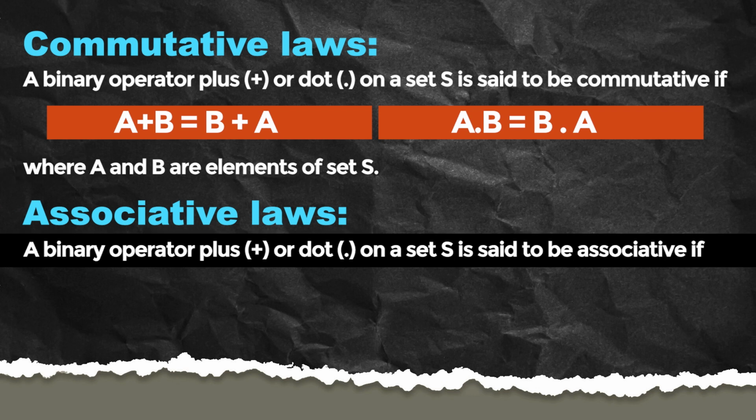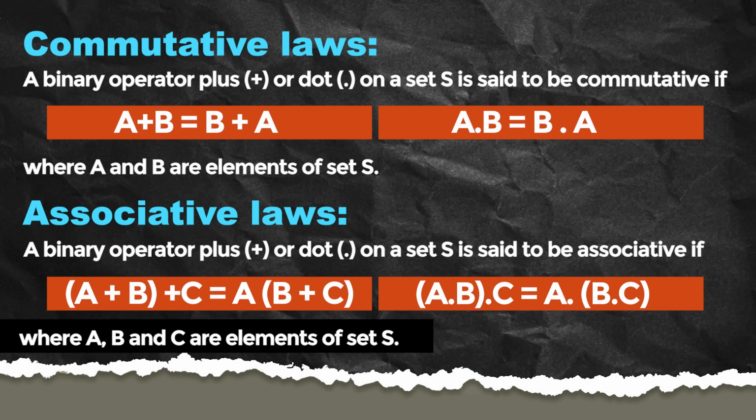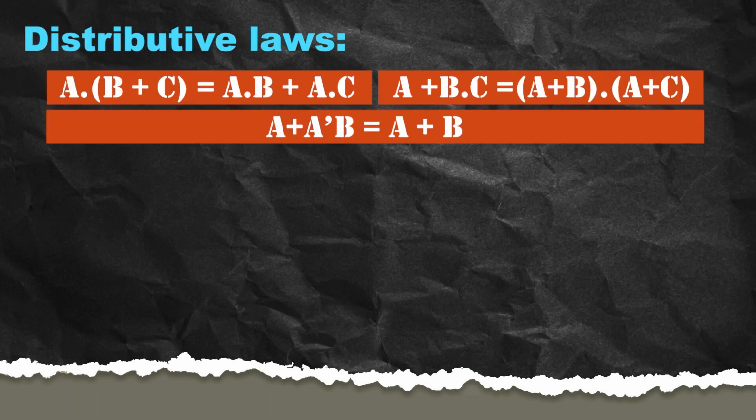A binary operator plus or dot on a set S is said to be associative if (A plus B) plus C is the same as A plus (B plus C), or (A dot B) dot C is the same as A dot (B dot C), where the variables A, B and C are elements of set S. Then comes the distributive laws. So, here A dot (B plus C) can be written as A dot B plus A dot C, or A plus B dot C can be written as (A plus B) dot (A plus C).